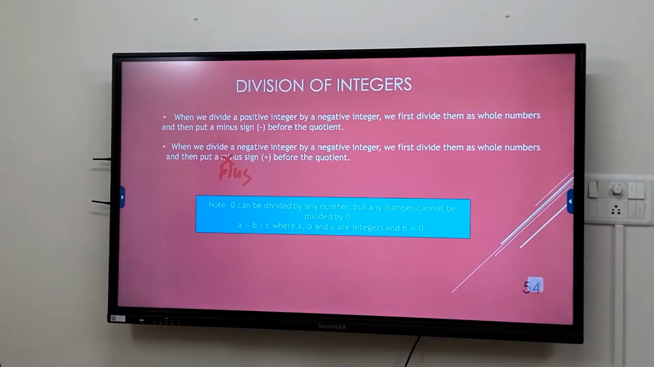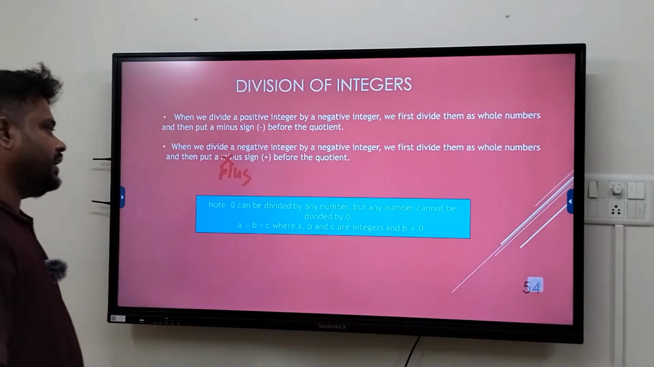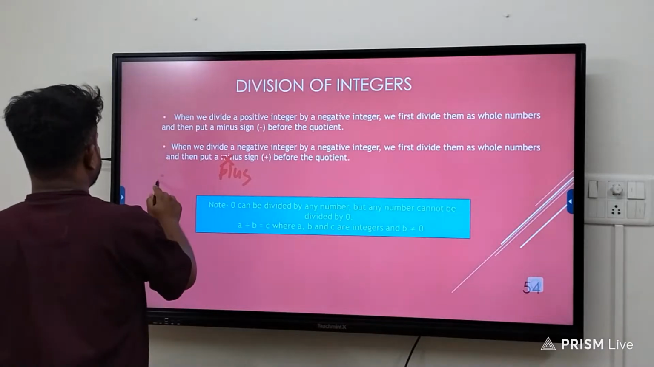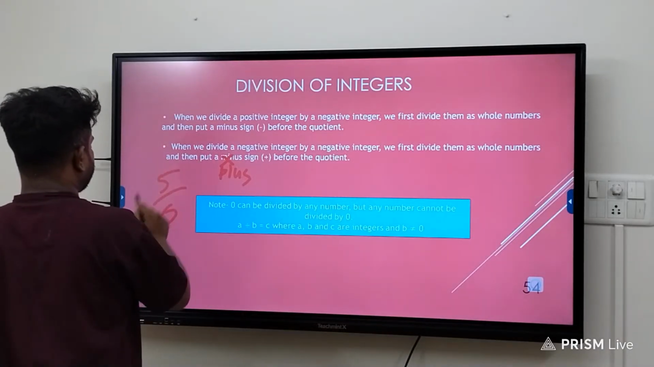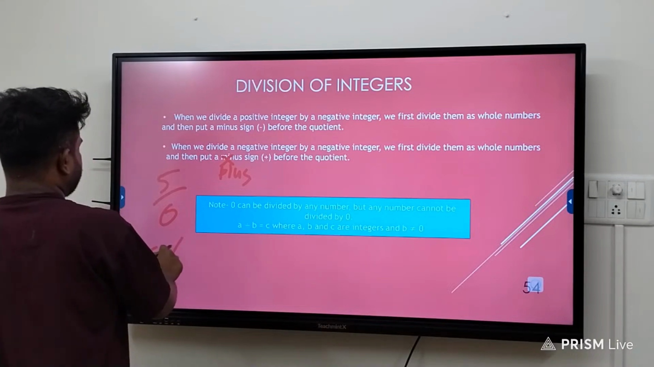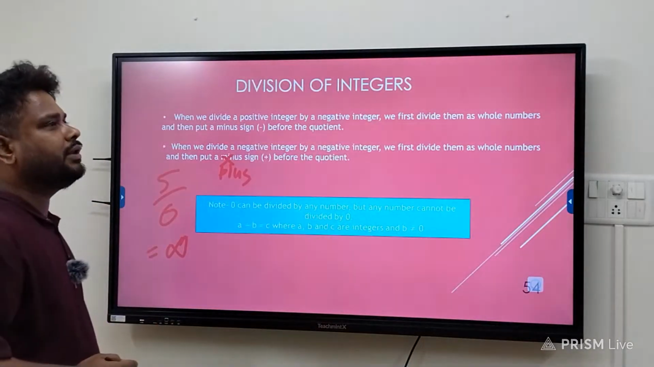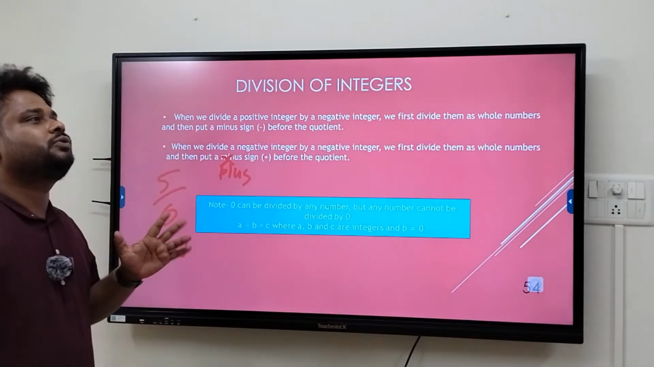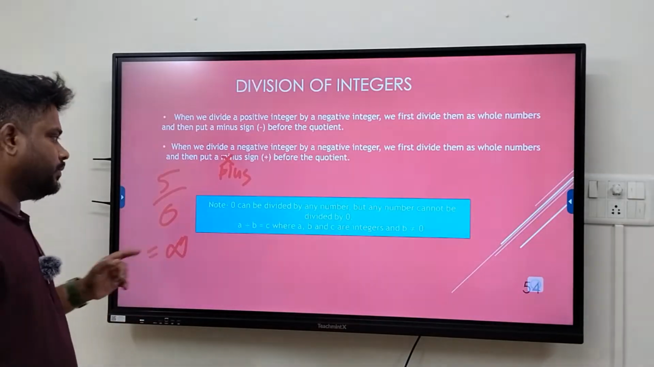Note 0 can be divided by any number, but any number cannot be divided by 0. We already know that. If I try to divide 5 by 0, the answer would be infinity. We write it like infinity, but the actual answer is not defined. It's not possible to divide any number by 0.